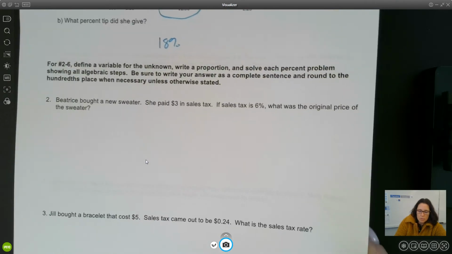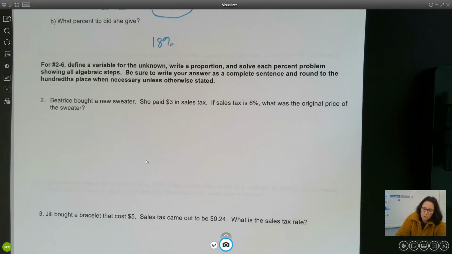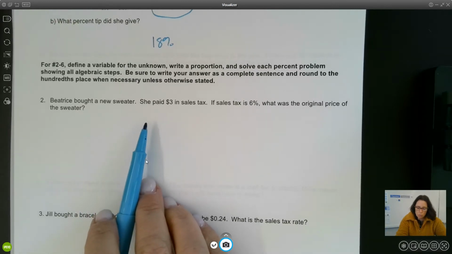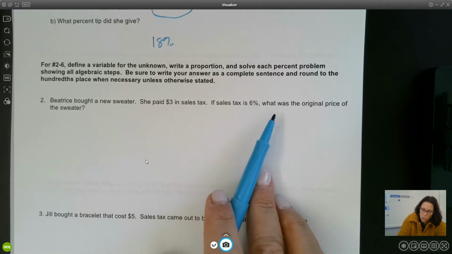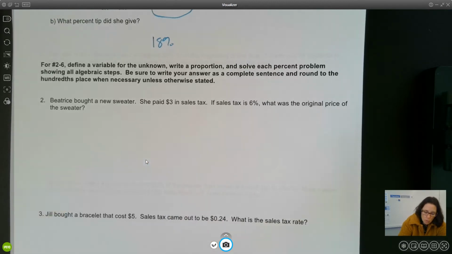Okay, number 2 through 6, we're defining a variable for the unknown, writing a proportion, solving the percent problem showing the algebraic steps, write your answer in a sentence, and round to the hundredths place when necessary unless otherwise stated. So same directions as we had on 5.4a. Beatrice bought a new sweater. She paid $3 in sales tax. If the sales tax is 6%, what was the original price of the sweater?